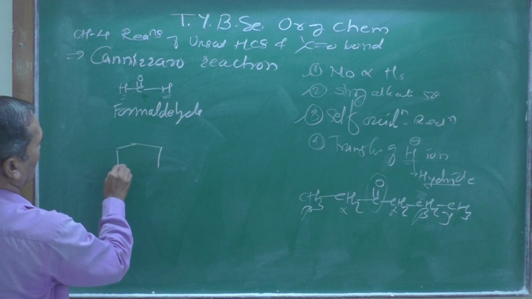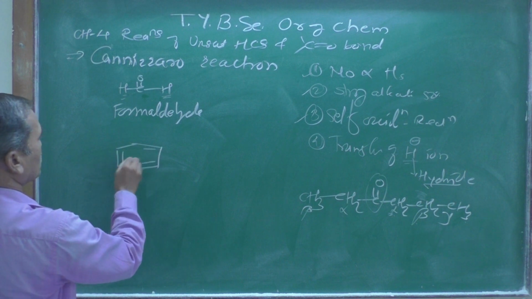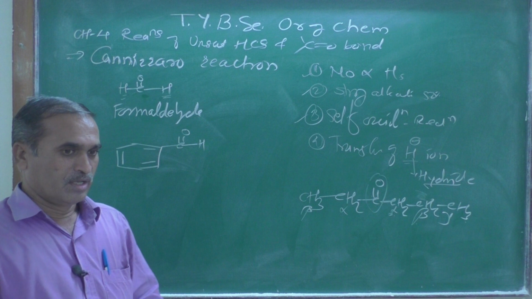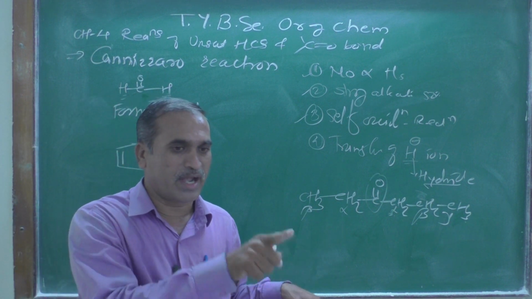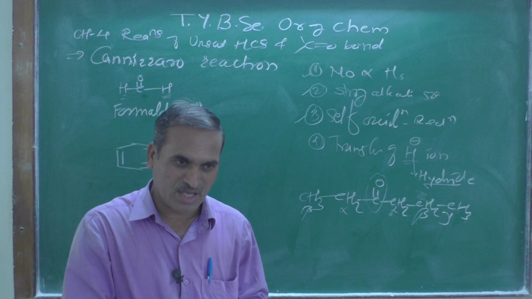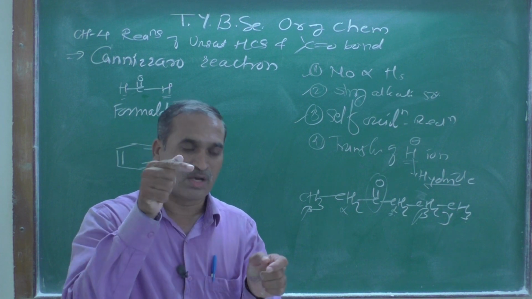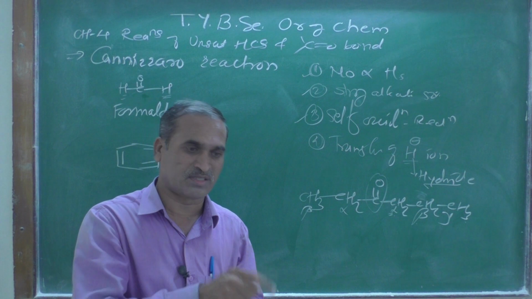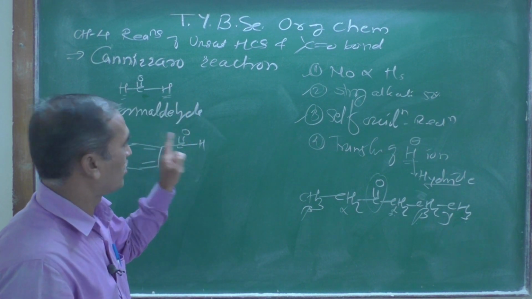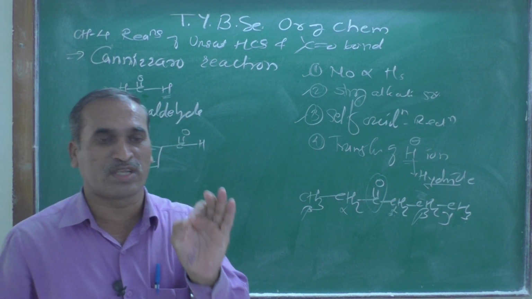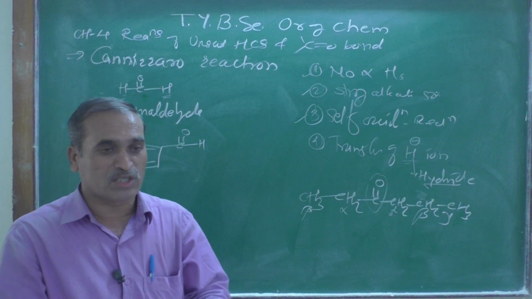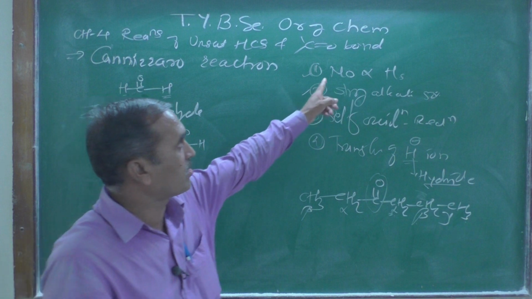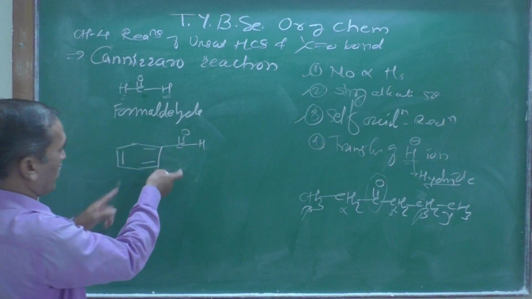Suppose another one, benzaldehyde. Let me tell you another example here. This one, C double bond O, here is an H. Can benzaldehyde undergo Cannizzaro's reaction? Yes, benzaldehyde undergoes Cannizzaro's reaction because benzaldehyde does not have an alpha hydrogen atom. There is no alpha hydrogen atom.